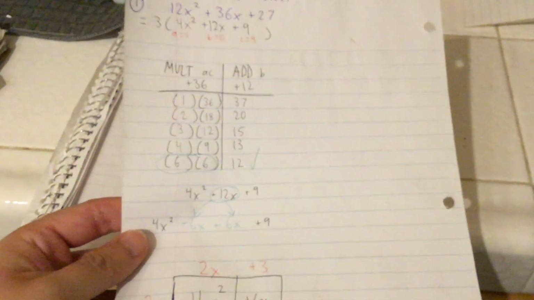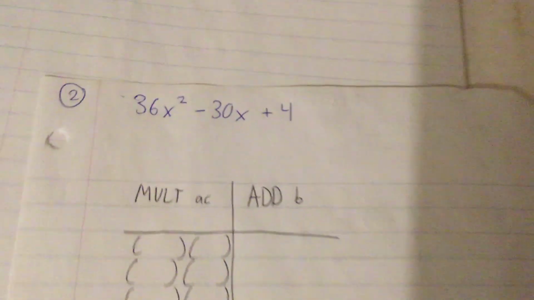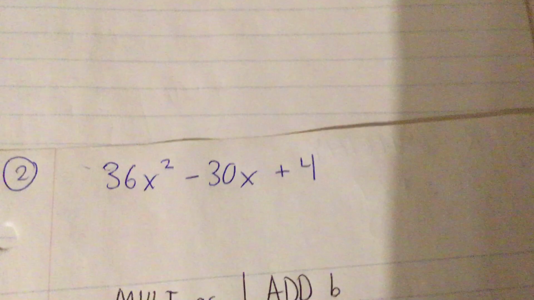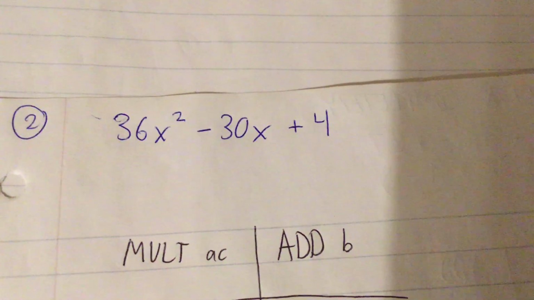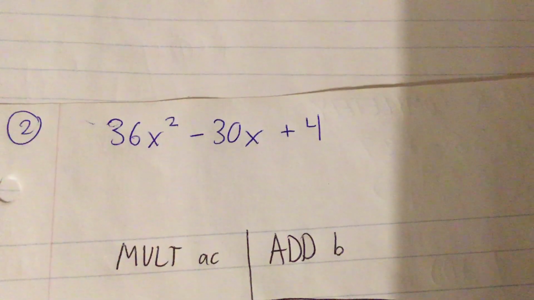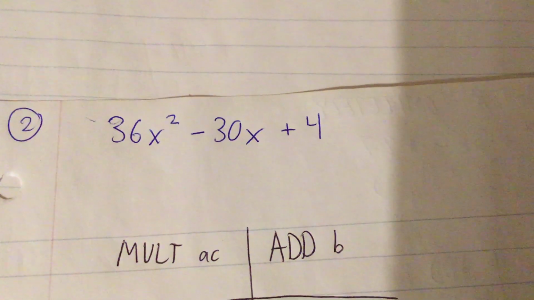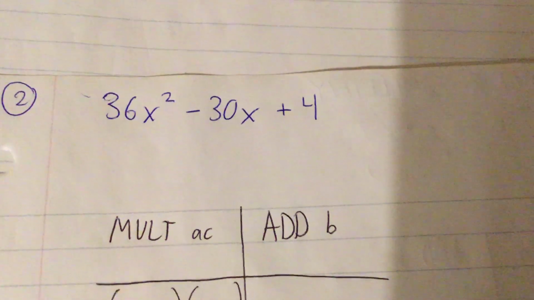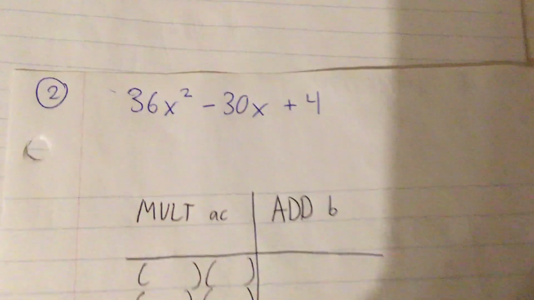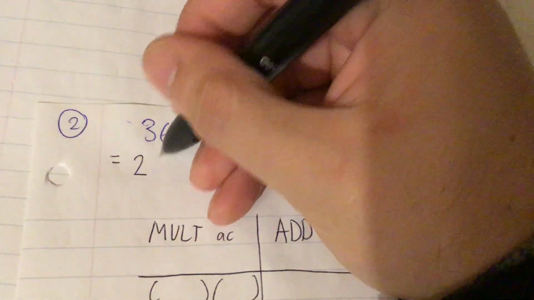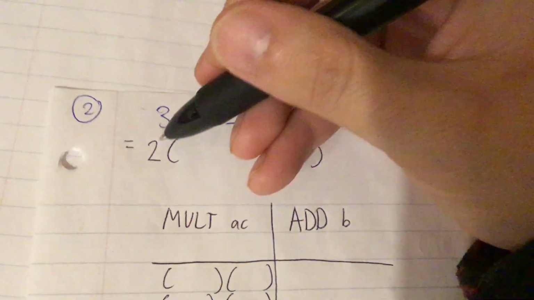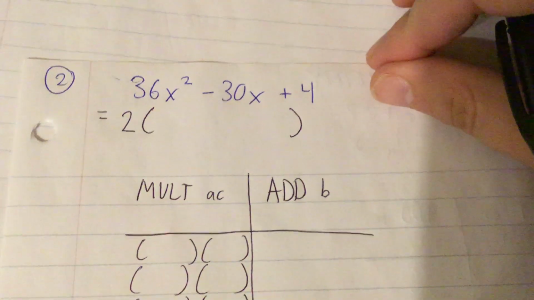Okay. All right, number 2. 36x squared minus 30x plus 4. Well, I suppose I could make A 36 and C 4, but that seems like a big number. So could I factor in advance? Yes. All 3 can factor out a 2. 2 times what is 36x squared?